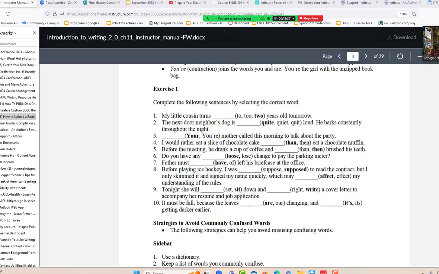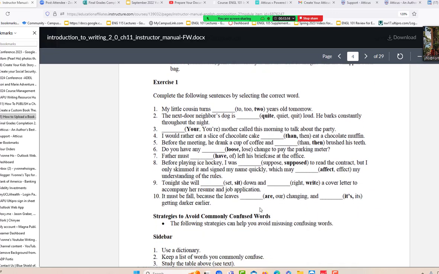So here, if you want to practice: my cousin turns two years old. The next door neighbor's dog is quite loud. Your mother called this morning. I would rather eat a slice of chocolate cake than eat a chocolate muffin. Before the meeting, he drank a cup of coffee and then brushed his teeth. Do you have any loose change to pay the parking meter? So you get the idea that you should be able to do this exercise.